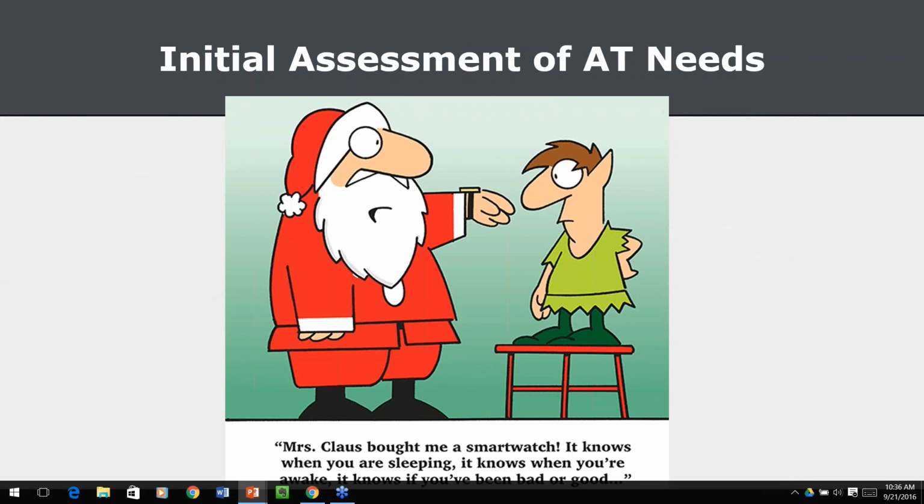So first off, initial assessment of assistive technology needs. Okay, I'm going to assume you all read the cartoon and that you're snickering hysterically.